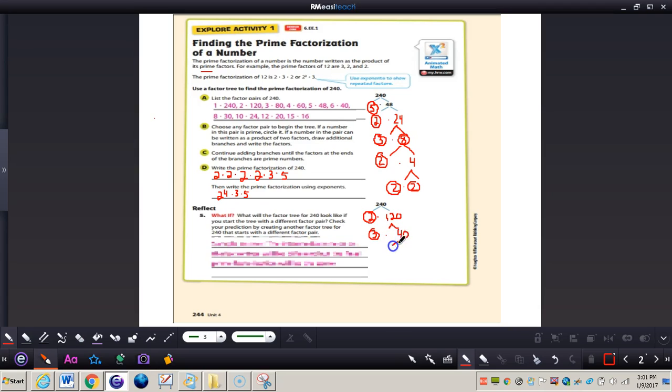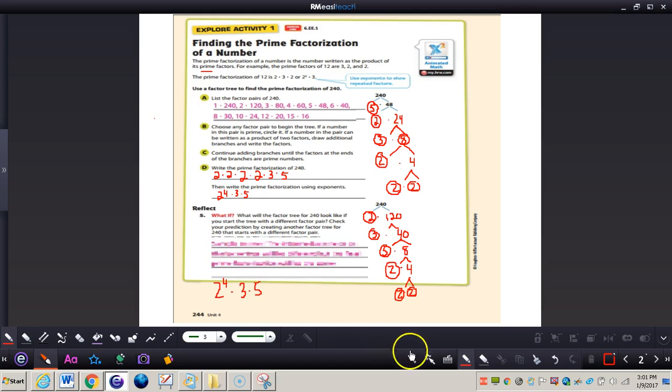Now I have 40. I have 5 times 8. Can circle 5 because it's prime. 8, I have 2 times 4 to break down. Can circle the 2. And then also 4, I can break down to 2 times 2. So you can see 1, 2, 3, 4 twos. So 2 to the power of 4 times 3 times 5.